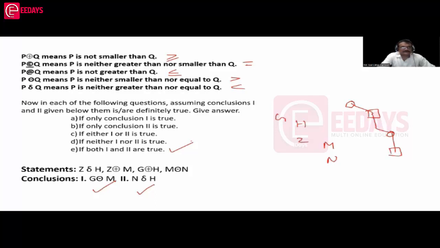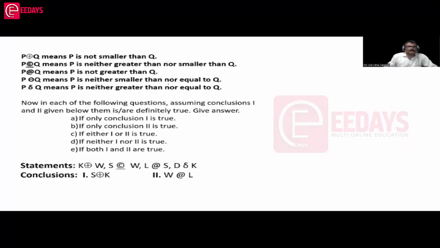Right? Next one. Not smaller than, greater than or equal to; neither greater than nor smaller than, equal; not greater than, less than or equal to; neither smaller than nor equal, which is greater than; and which is smaller than. Next, K is greater than or equal to W. Next, S is equal to W.